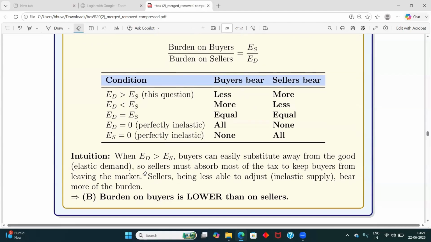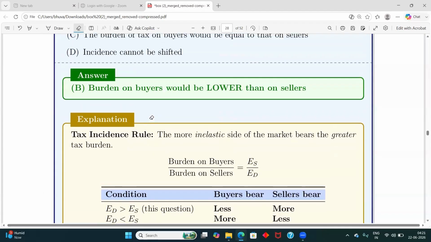The intuition behind this: when elasticity of demand is greater than elasticity of supply, buyers can easily substitute away from the good. With elastic demand, the seller must absorb most of the tax to keep buyers from leaving the market. The seller, being less able to adjust with inelastic supply, bears more of the burden. So option B is correct for this question.